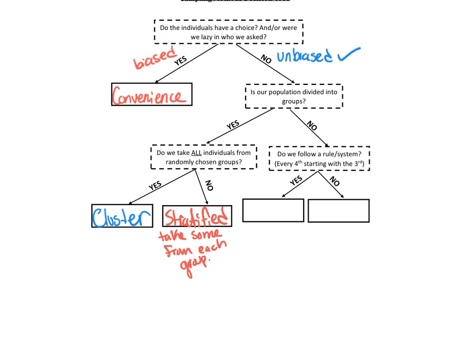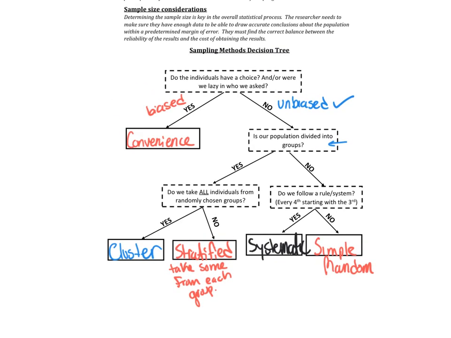Okay, so if we go back up here, is our population divided into groups? The answer is no, we're not dividing our population into groups. Then we ask ourselves, okay, well, are we following some sort of rule or system, like every third person or every fourth person starting with the third? If the answer is yes, then that is systematic. And if the answer is no, then that means we're simple random. All right, and that is it.